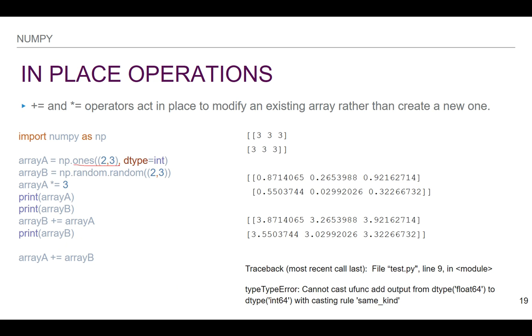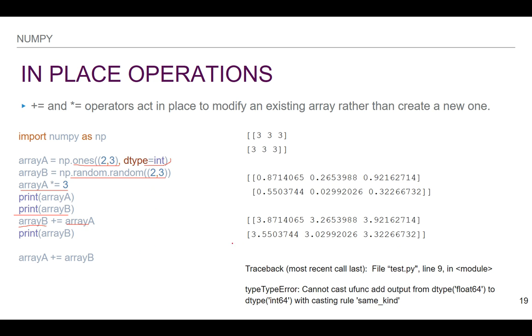First, we create an array of ones, and note that the type is integer here. Then we create another random array with the same dimensions. So we add 3 to the content of A, and we get all 3s. And also here we print B. So remember that the random generates a random value between 0 and 1 exclusive, and it's of type float. So now we try to add the content of A to B. So A is integer and B is floating point, so this is fine.